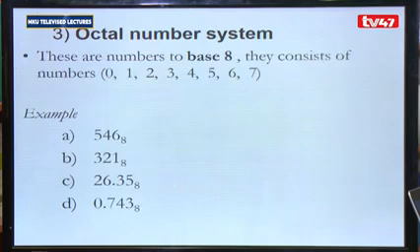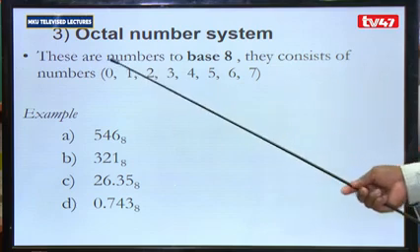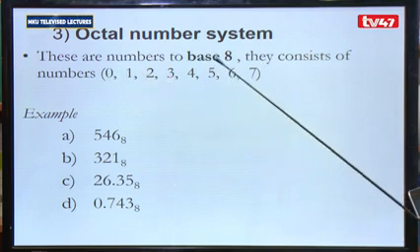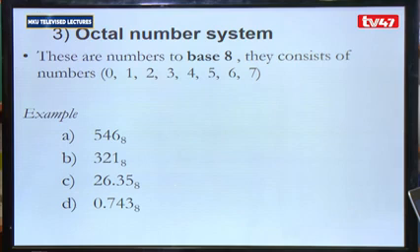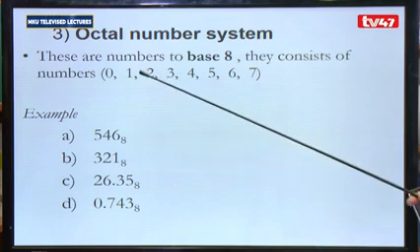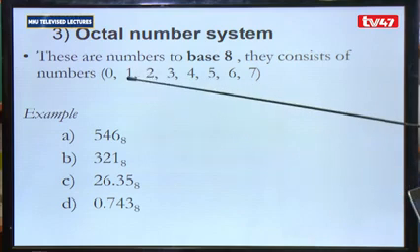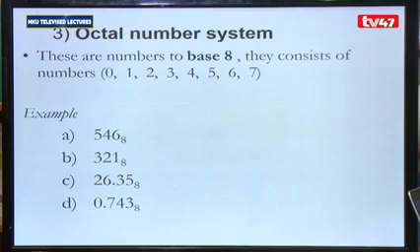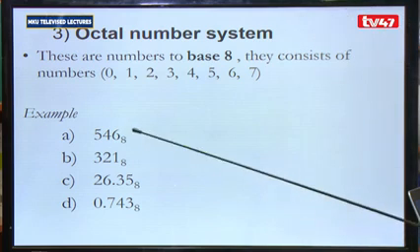We also have an octal numbering system. The octal numbering system consists of numbers to base 8, and they consist of numbers from 0 to 7, a total of 8 numbers. And any number that you form as a result of a combination of these 8 numbers, 0 to 7, qualifies to be an octal number, so long as it is under base 8.